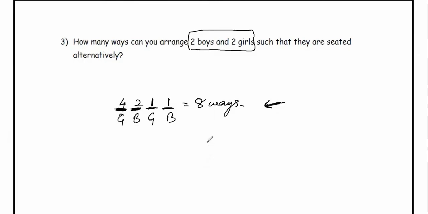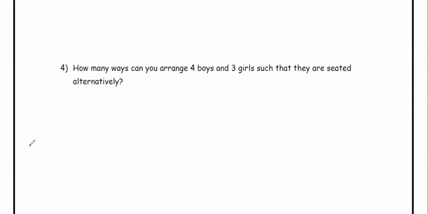So remember, permutations, combinations, counting, these are very difficult topics. I have taken very easy examples for your understanding. Let me see what's my next question. How many ways can you arrange 4 boys and 3 girls such that they are seated alternatively?